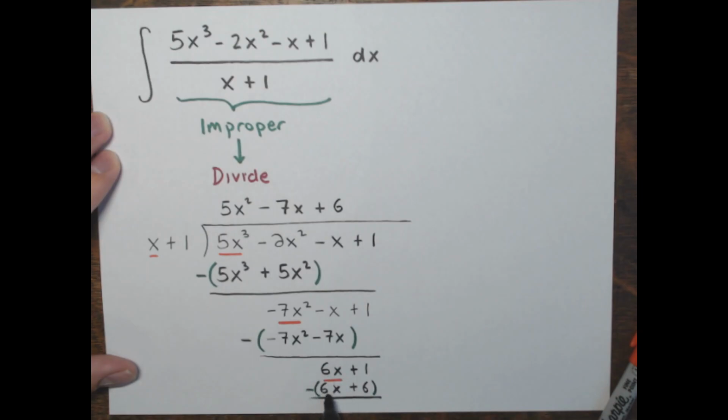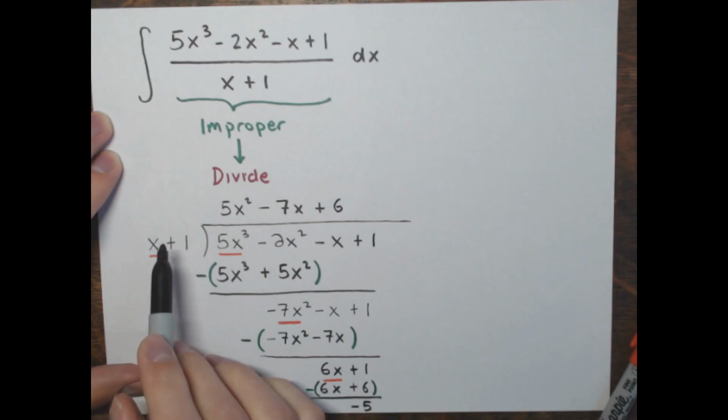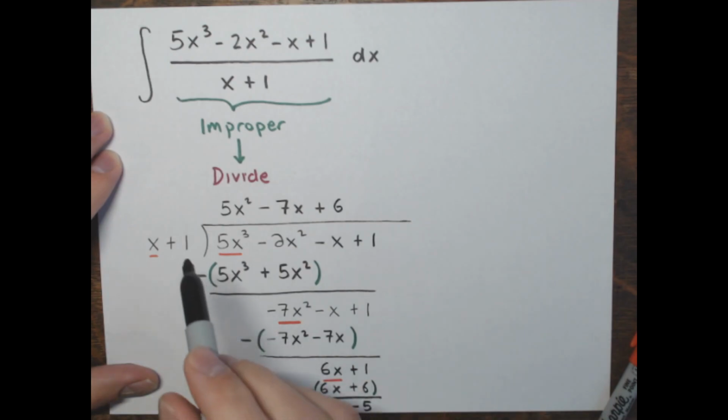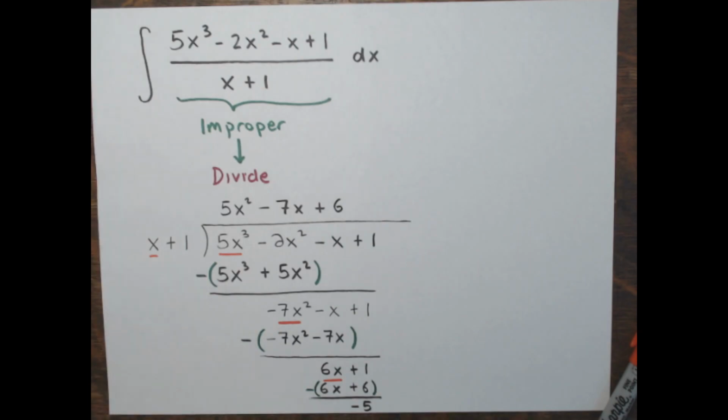Now 6x minus 6x is 0. 1 minus 6, negative 5. Right. So there, and now the degree of negative 5, right? Negative 5 is a constant that has degree 0, and my divisor had degree 1. So I'm done now, okay? After subtraction, if the degree is smaller than the degree of the divisor, you are finished.